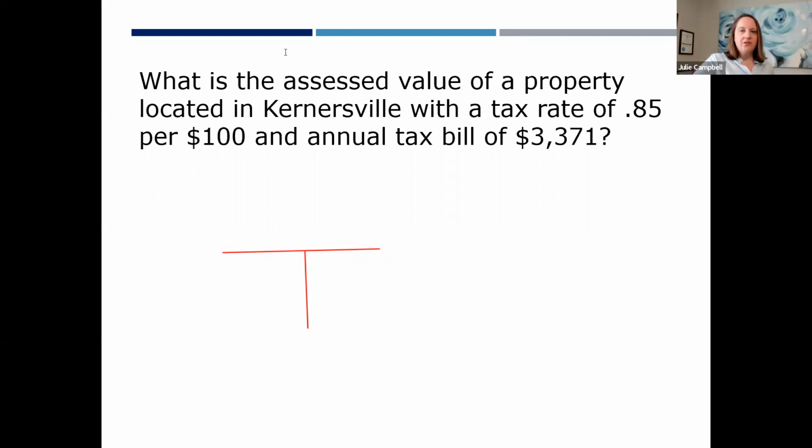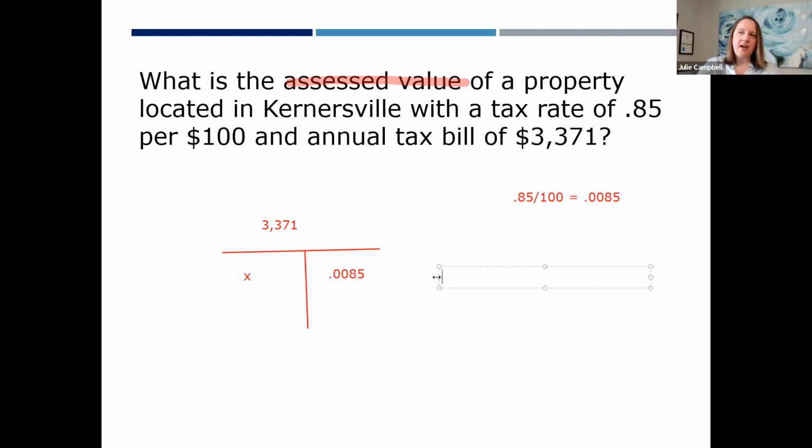This time, we've switched it up a bit, haven't we? Now, what is my X? What am I solving for? Now we want to know what the assessed value is. Yep, the assessed value. So now my X is the number in the bottom left. Everybody see that? That's what I'm trying to find, that assessed value. I know my annual tax bill is $3,371. And I know my rate is 0.85 per 100. So I get 0.0085 is my rate.